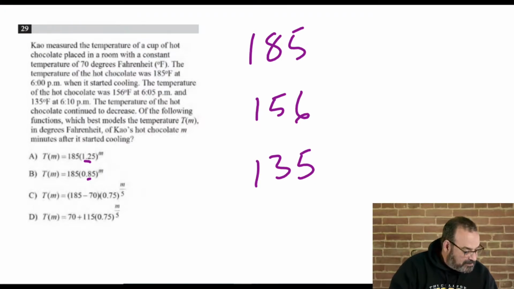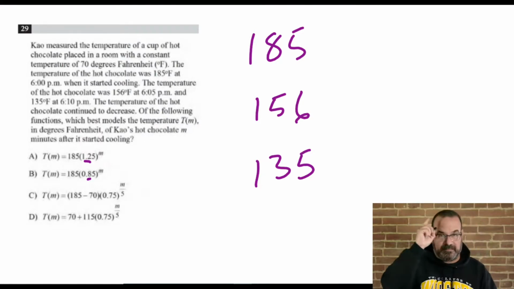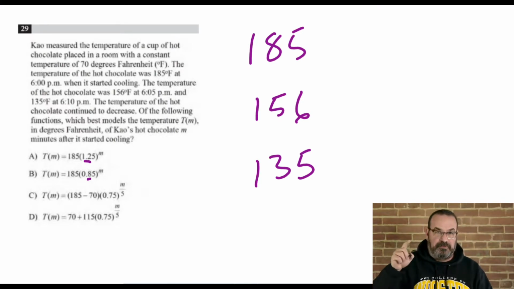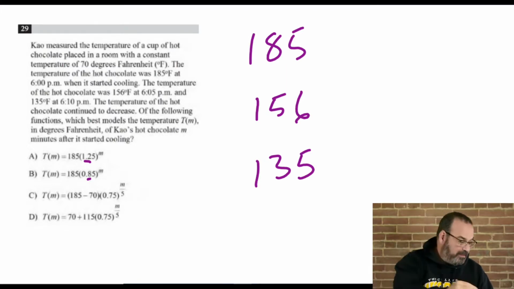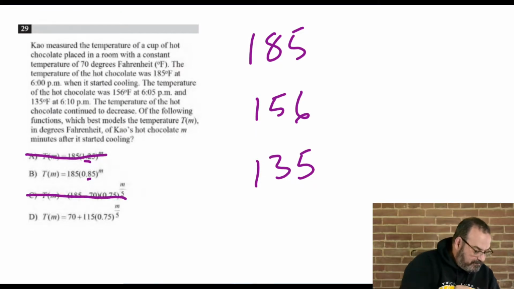This problem totally sucks. Well, let's do it. So let's just play around. If it starts at 185 and it goes 1.25 minutes, that is going up in degrees. So A is wrong. 185 minus 70, going down, means that it's 110 degrees every 5 minutes. That's way wrong too. And this bad boy, that sounds stupid. It might be right. I'm going to guess B.